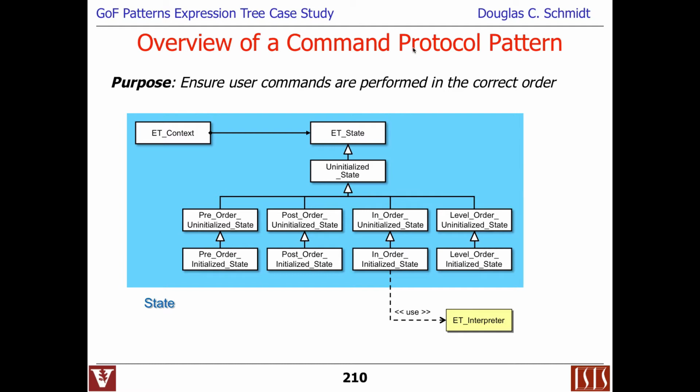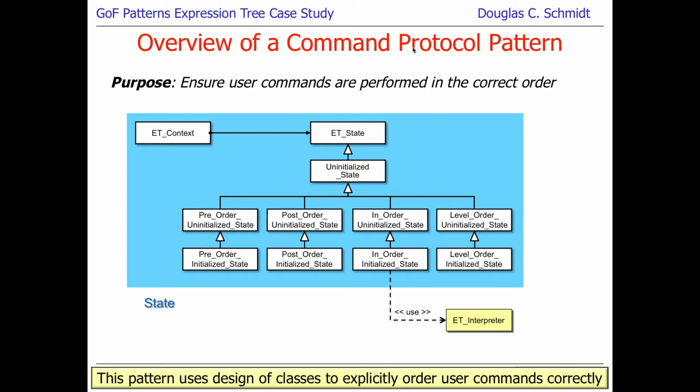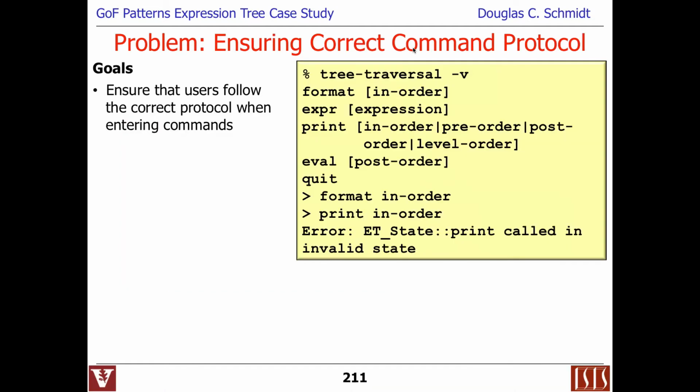And what we're basically going to do is bake the appropriate ordering into the class design itself. So we're not going to have some complicated state machine. We're going to have a very simple state machine, and we're going to push the complexity into the structure of the classes themselves. And so as we'll see here, we use the design of the classes to explicitly order the correct application of user commands.